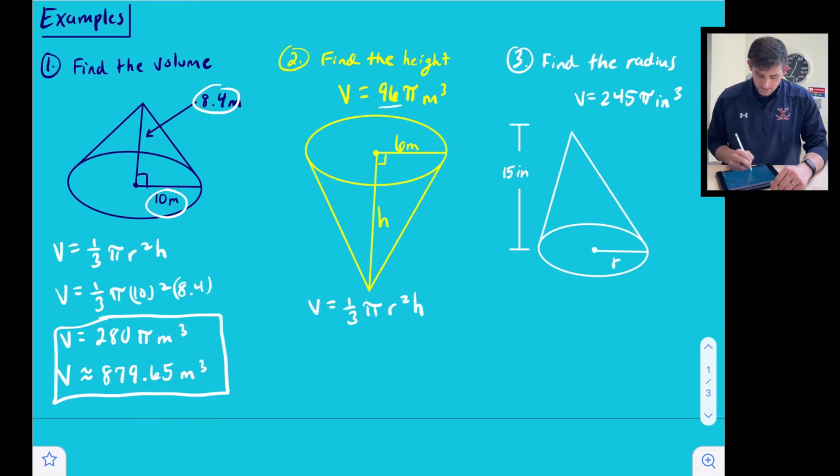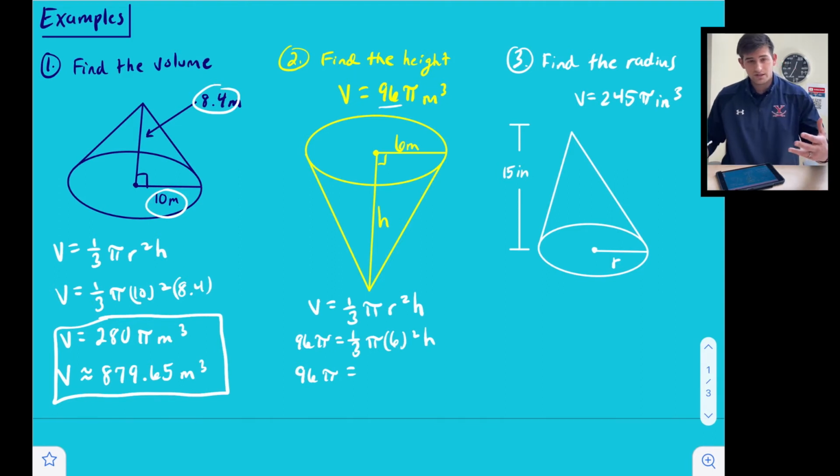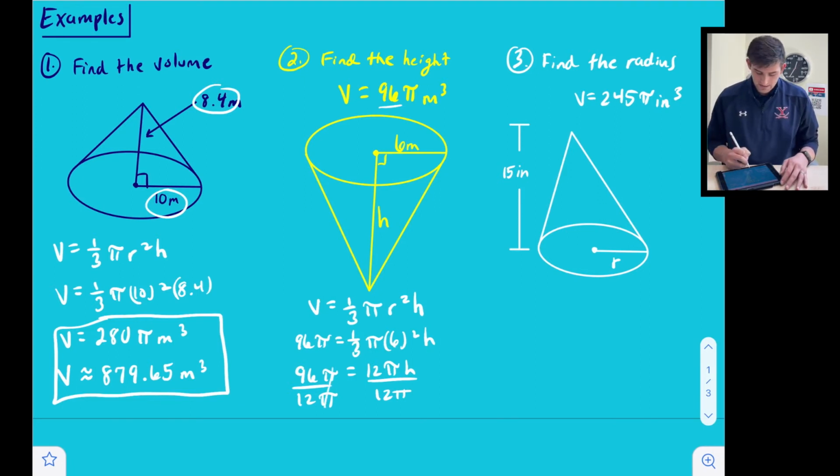Our volume is 96 pi equals 1/3 pi, our radius is 6, times the height. So this gives us 96 pi equals, 6 squared is 36, and 36 times 1/3 would be 12. So we have 12 pi h, and now we can divide both sides by 12 pi to figure out what h would be. The pi's cancel, and 96 divided by 12 gives us a height of 8 meters.